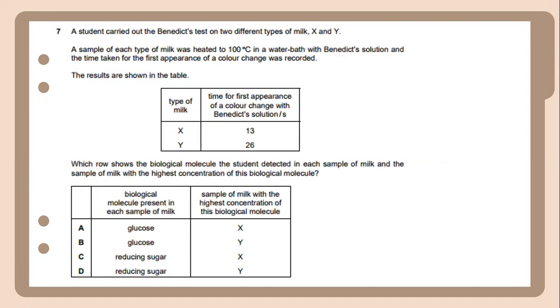Number seven, a student carried out the Benedict test on two different types of milk, X and Y. A sample of each type of milk was heated at 200 Celsius in a water bath with Benedict solution, and the time taken for the first appearance of the color change was recorded. Which row shows the biological molecule the student detected in each sample of milk and the sample of milk with the highest concentration of this biological molecule? The answer will be C, reducing sugar, and the time for first appearance of the color change with the Benedict solution in second will be 13.